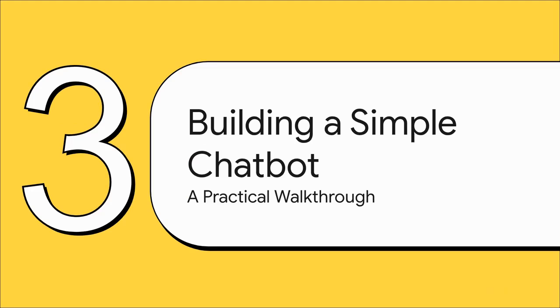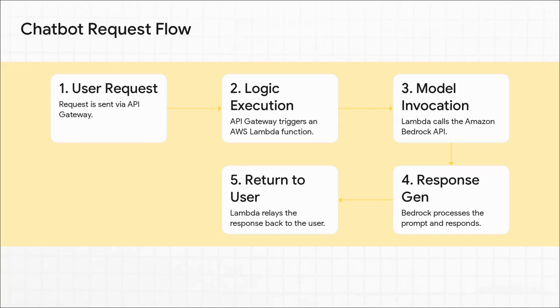Okay, theory is great and all, but let's make this stuff real. We're going to walk through the actual blueprint for one of the most common things people build first, a simple chatbot. So let's just trace a single message from a user, step by step. First, that user's request hits our secure front door, which is API Gateway. Boom. That immediately triggers a Lambda function where all our business logic lives. That Lambda function then turns around and calls the Amazon Bedrock API, passing along the user's prompt. Bedrock does its thing, generates a response, and shoots it right back to our Lambda function. And finally, Lambda relays that answer all the way back to the user. It's simple, it's totally serverless, and it is just incredibly powerful.